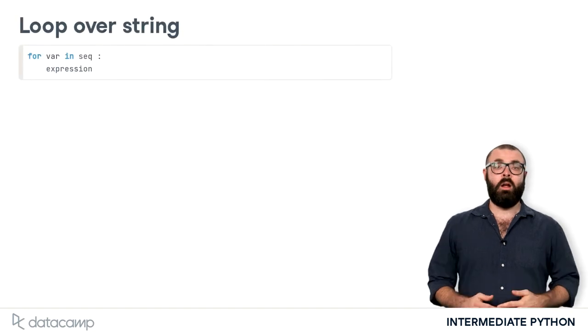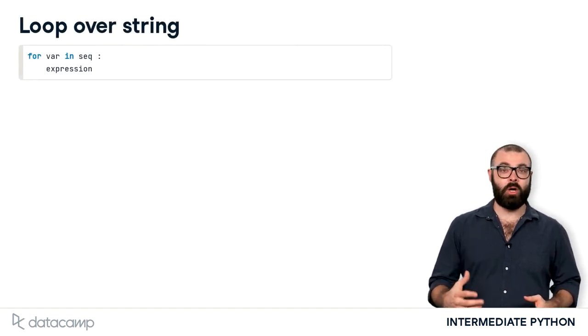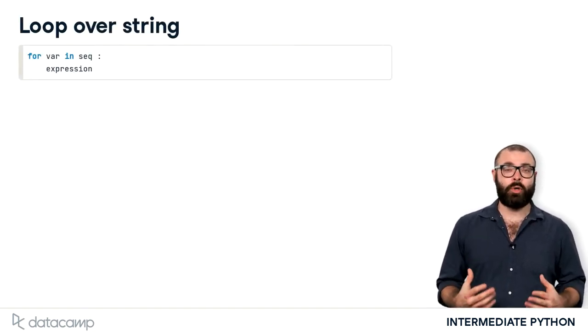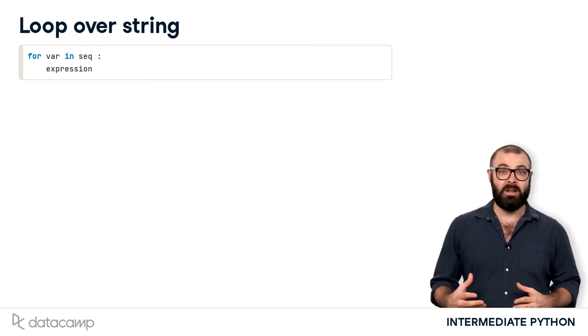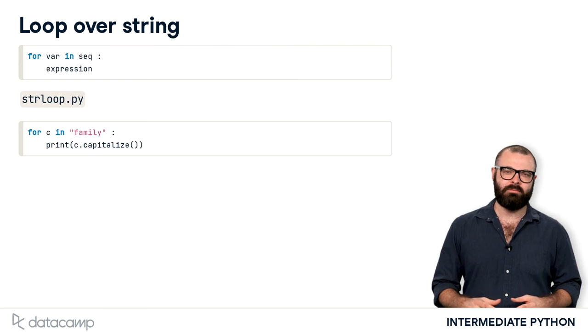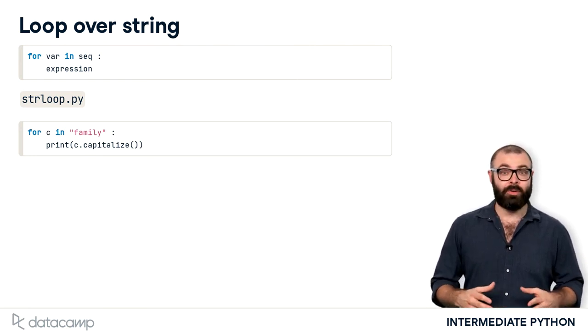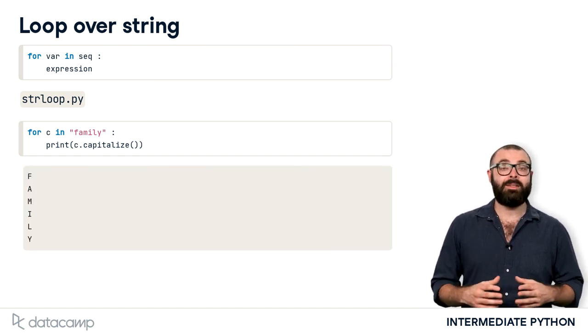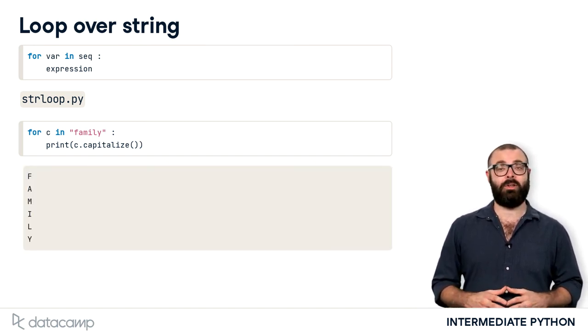Nice. The for loop doesn't only work with lists. You can also create a for loop that iterates over every character in a string, family for example, and stores it in c, one after the other. Inside the loop, the string c is capitalized and printed out. This time, 6 different printouts occur.